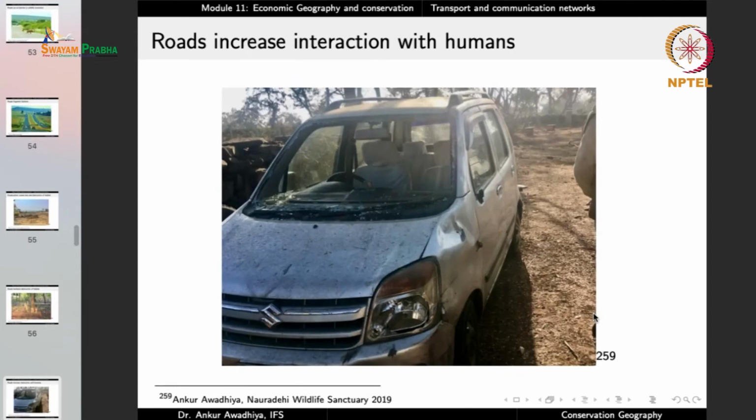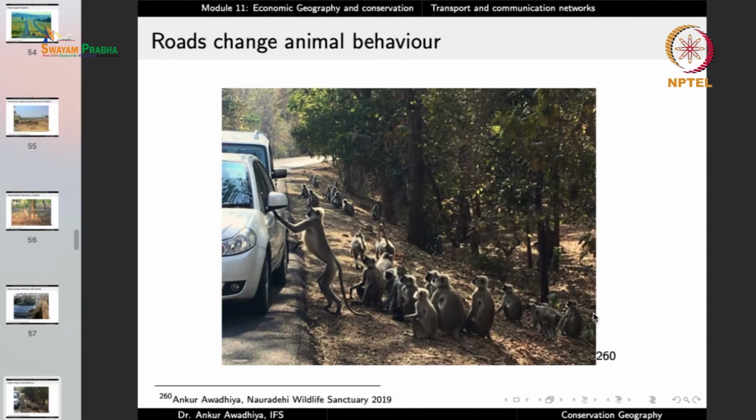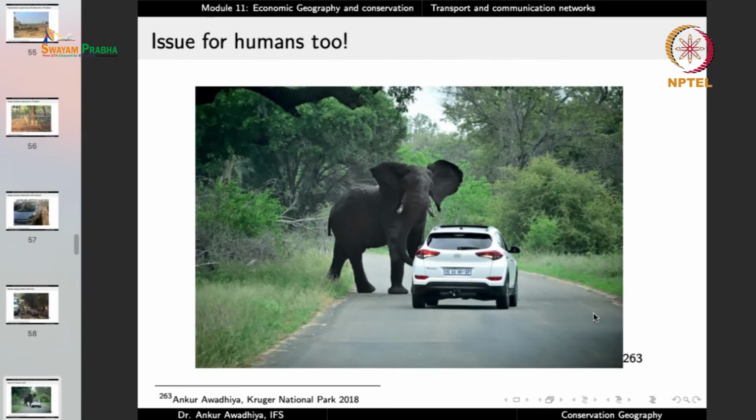Roads increase interaction with humans, often with tragic consequences not just for the wildlife but also for humans, because they lead to accidents. They change animal behavior. Animals completely change their behavior from being shy of humans to becoming very much attuned to humans. In a large number of cases, that also increases accidents and conflicts, when animals attack humans because they are no longer fearful of humans. In many cases, we have observed that animals are getting into conflicts with humans.